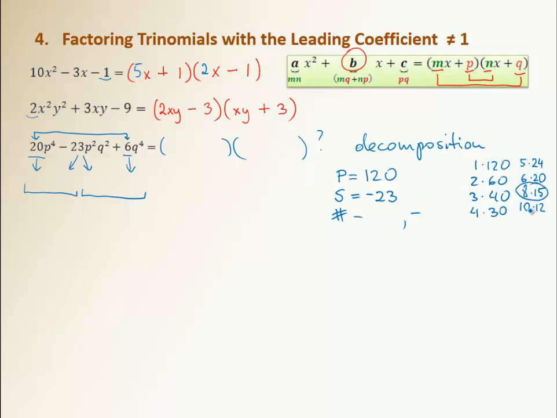Obviously, this is the long way. Quite often you will be able to find those numbers just by inspection. That depends how well you know your numbers. So negative 15 and negative 8 would work. Now when we already have those 2 numbers, we are going to split the middle term into negative 15 p square q square and negative 8 p square q square. And then copy the outside terms.